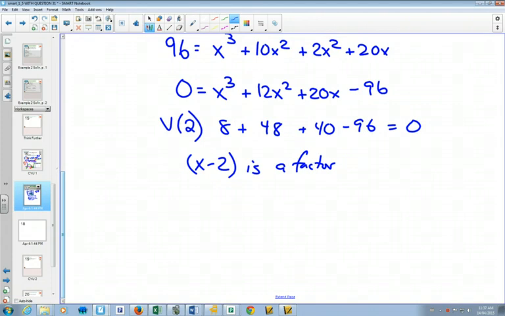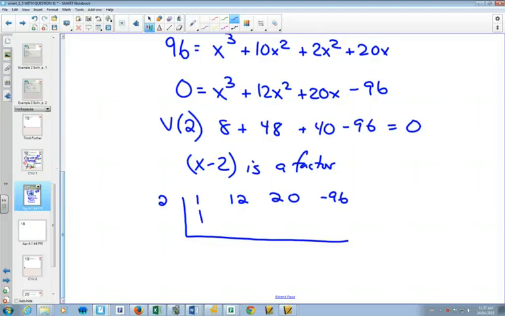From here, you'd use synthetic division. 1, 12, 20, negative 96, and a positive 2 out in front, bring down the 1. 1 times 2 is 2, add. 2 times 14 is 28, add. 2 times 48 is 96, and sure enough, we get a remainder of 0.